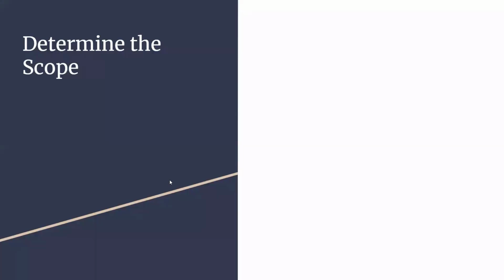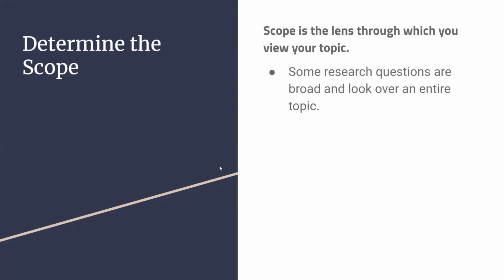So determining the scope, meaning how broad or how narrow do you want your research to be? And again, if you have a research project that's been assigned to you, that might be beyond your control. But if you've got a little bit of flexibility, this can be challenging, but here are some things that may help. So scope is the lens through which you view your topic, can be very broad or narrow. You kind of want to find a very moderate view, at least when you get started. And then as you go, you might get more specific.